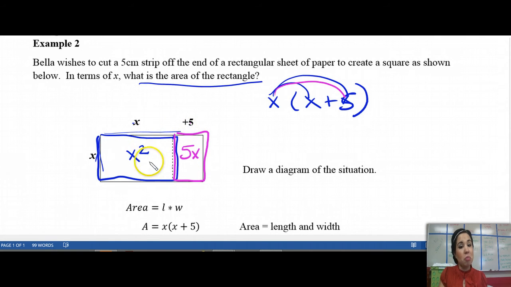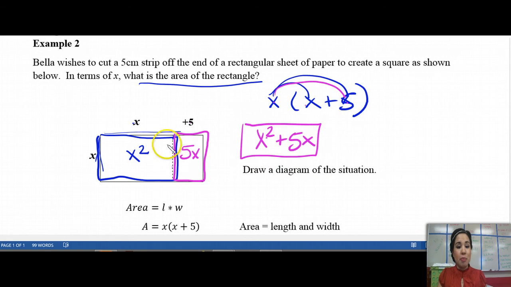This is the area of the blue rectangle, but I want the total area. So what am I going to do with those? I'm going to be adding. So this would be x squared plus 5x. And if you look at how we would be doing it before, x times x is x squared, and x times 5 is 5x. So basically, this is the area model of how we multiply polynomials. You don't have to use it this way, but you need to understand how it works.